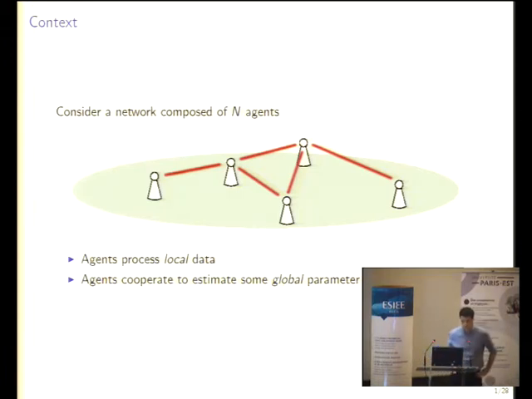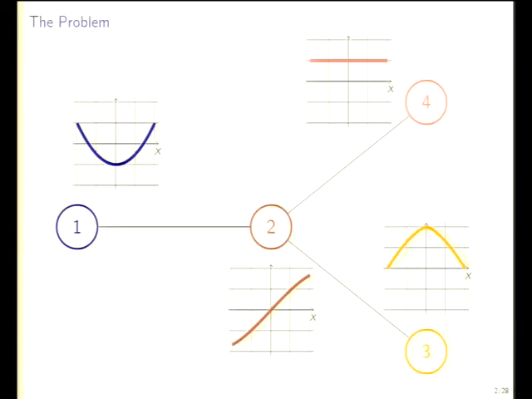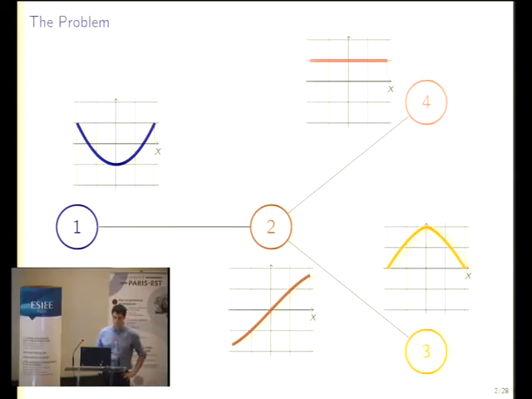So here we will consider, this is the topic of the talk, a network which is formed of n agents, and the agents process some local data and exchange some messages in a graph in order to estimate some global parameter. So this is the problem setting. Basically, we'll represent our network as a set of agents. The agents are represented as circles here, and each agent is provided with a certain local private cost function.